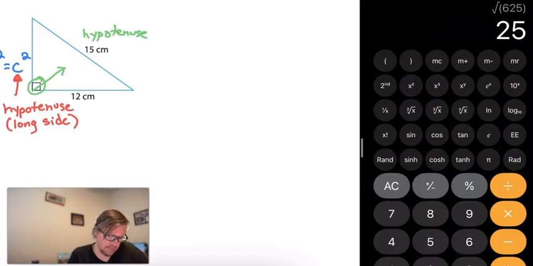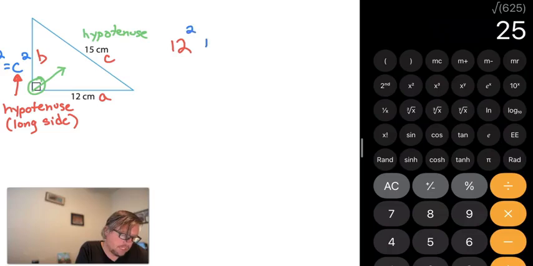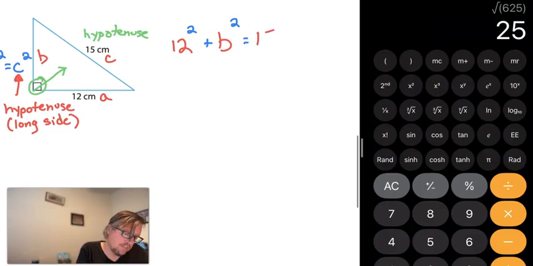So when we label these sides, 15 is C, and 12 can be either A or B, doesn't matter. Let's just call it A just because. And the side that we do not know then would be our B. So when we do our Pythagorean theorem, A squared plus B squared equals C squared, we have 12 squared, that's our A squared, plus B squared, that's the thing we don't know. I don't know B, so B squared equals C squared. C is 15, so 15 squared.